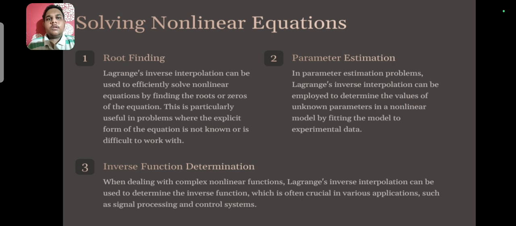Root finding. Lagrange inverse interpolation can be used to efficiently solve nonlinear equations by finding the roots or zeros of the equation. This is particularly useful in problems where the explicit form of the equation is not known or is difficult to work with. Parameter estimation. In parameter estimation problems, Lagrange inverse interpolation can be employed to determine the values of unknown parameters in a nonlinear model by fitting the model to experimental data.